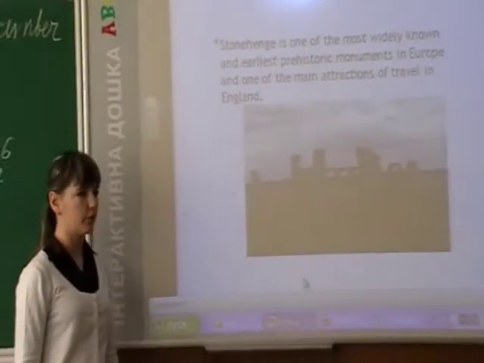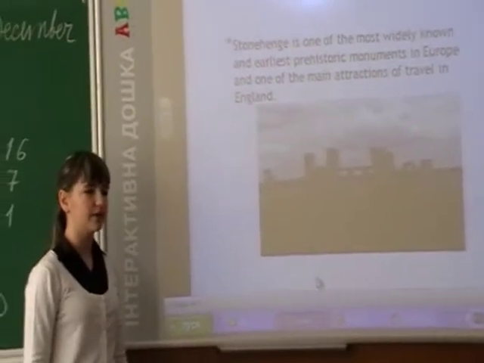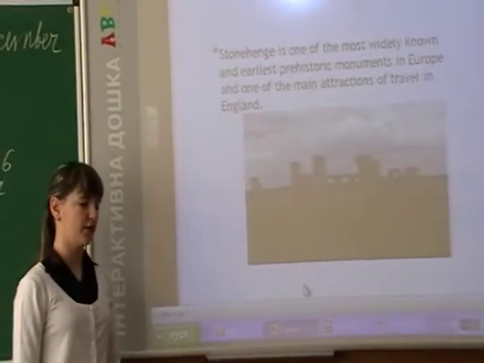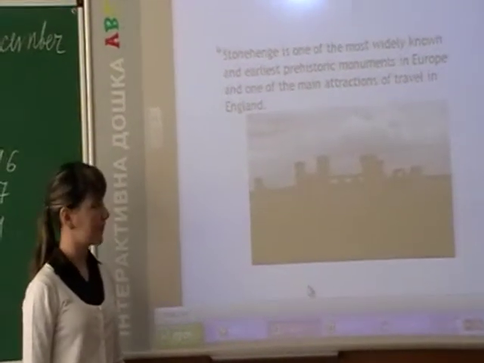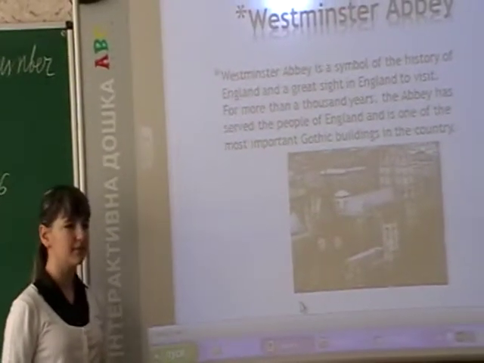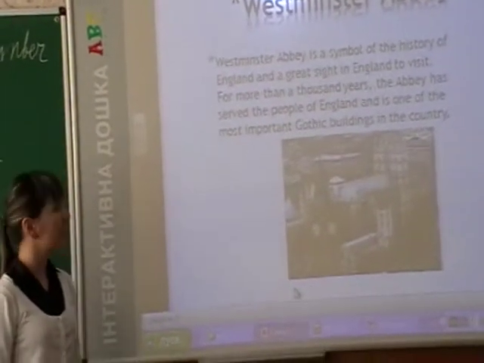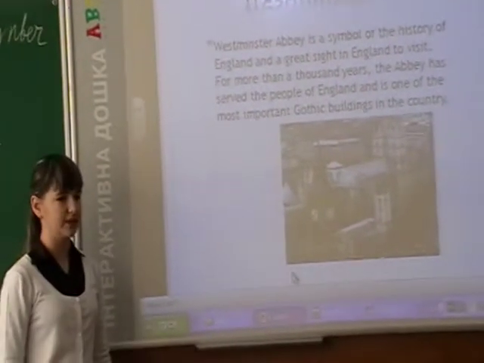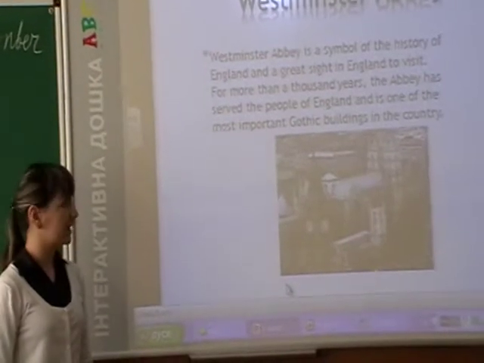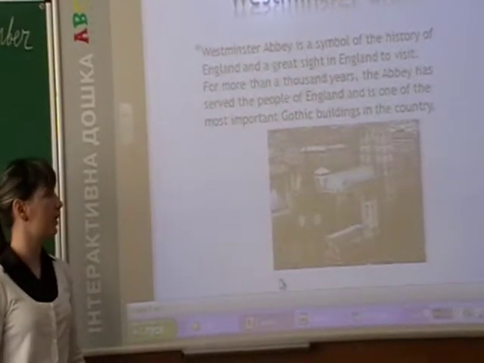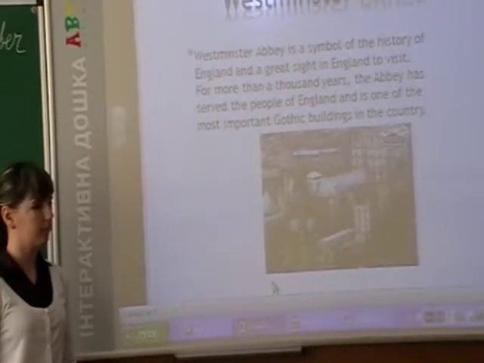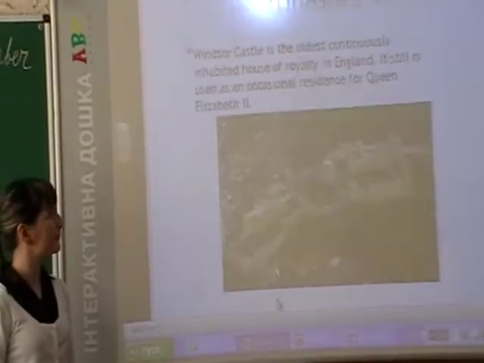Stonehenge is one of the most widely known and the earliest prehistoric monuments in Europe, and is one of the main attractions of travel in England. So today we'll listen about Stonehenge, more information. Westminster Abbey is a symbol of the history of England and a great site in England to visit. For more than 1,000 years, the Abbey has served the people of England and is one of the most important Gothic buildings in the country. Westminster Abbey.